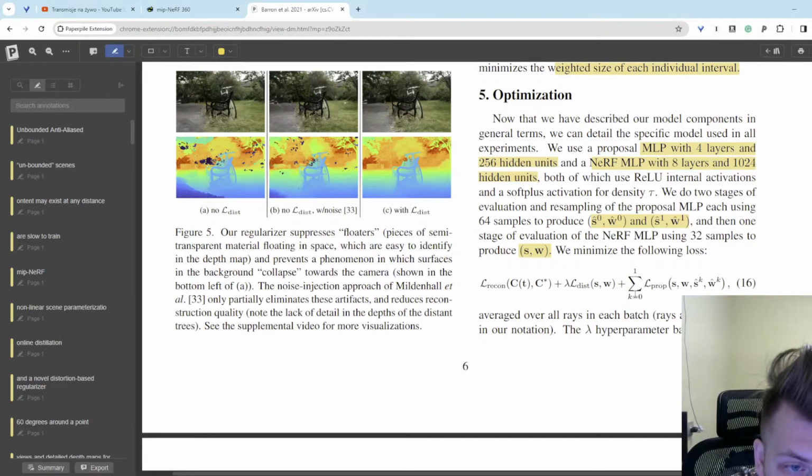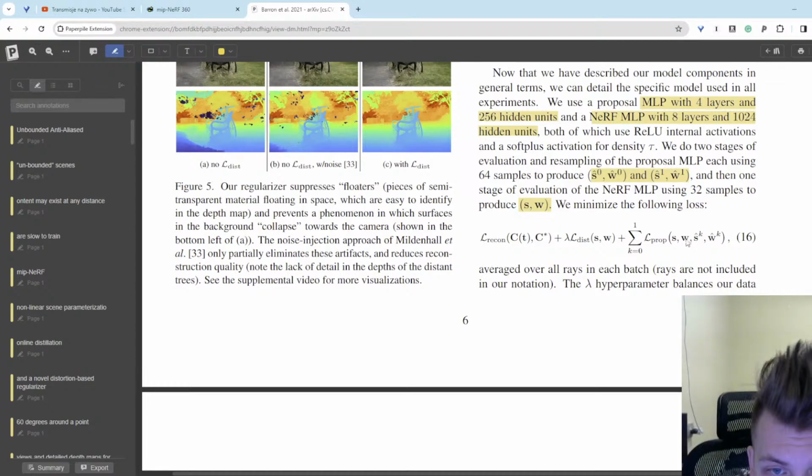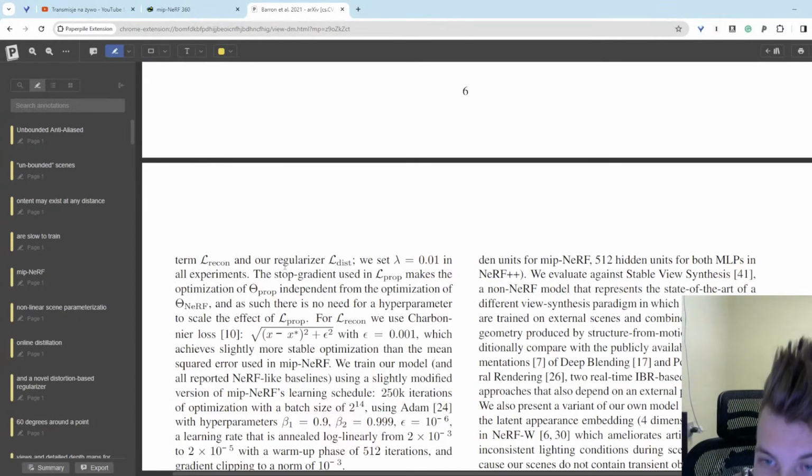We have only K0 and K1, so not that much of this proposal evaluation, so that's not that much effort. And this is averaged over all rays in each batch. Rays are not included in our notation. The hyperparameter lambda balances our data term, the reconstruction loss, and our regularizer loss, the distortion. This is the value that they use, so very typical.